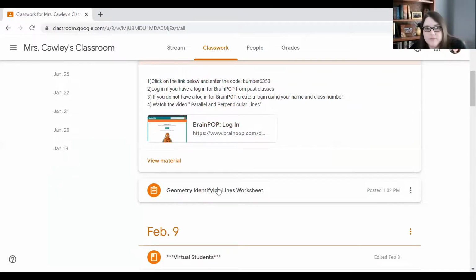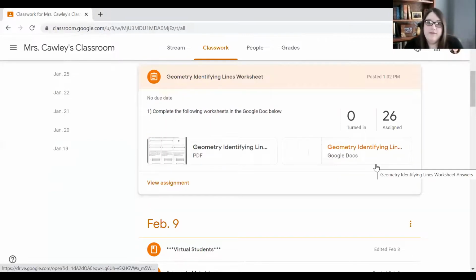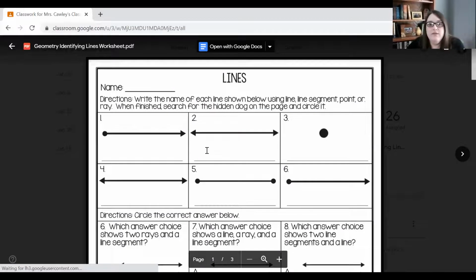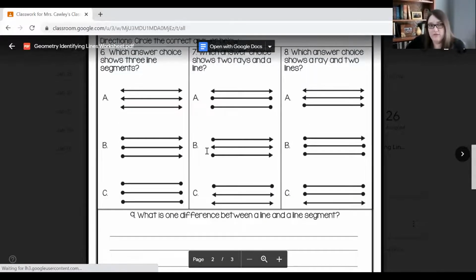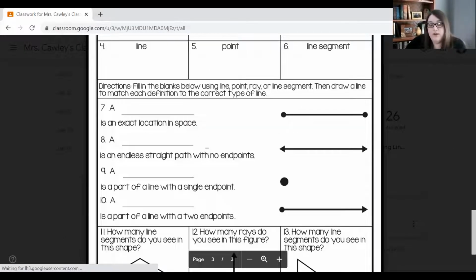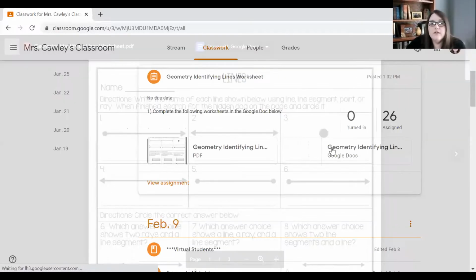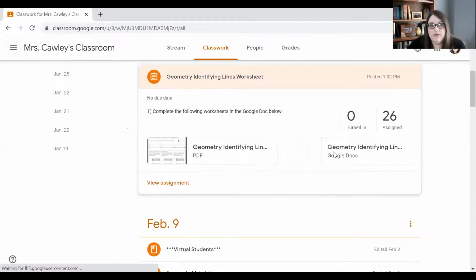All right. So the next thing I have assigned to each of you is Geometry Identifying Lines worksheet. So I want you to complete the worksheet in the Google Doc below, okay? So you're gonna click on this. This is the worksheets. Okay, so I can't write on this. There was not a way to make it where you could edit it, which is fine. But I did make a Google Doc.